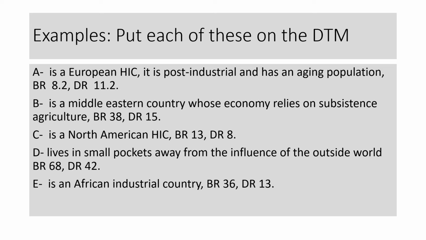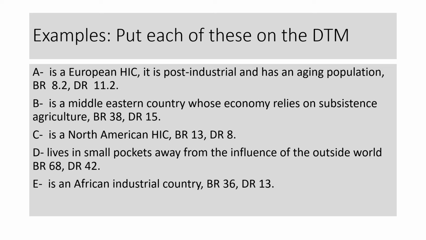Okay, so letter A, you should have put in stage 5. It's post-industrial, it's got a very elderly population, low births, low deaths. The birth rate is actually lower than the death rate, which is why you should put that in stage 5. B is a Middle Eastern country whose economy relies on subsistence agriculture. A very high birth rate, but a falling death rate. You should have put that in stage 2.